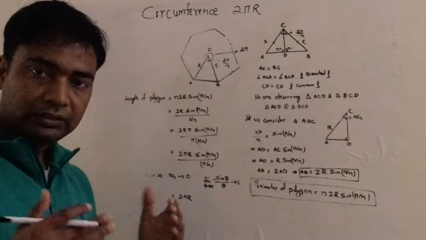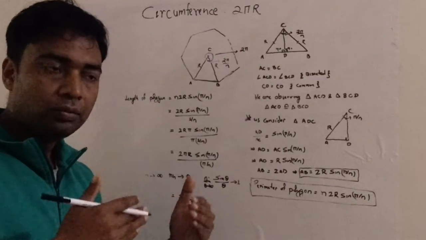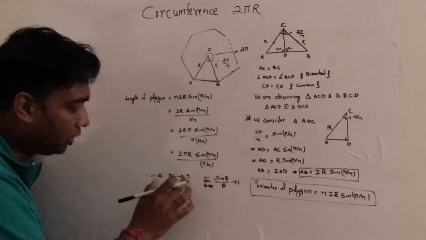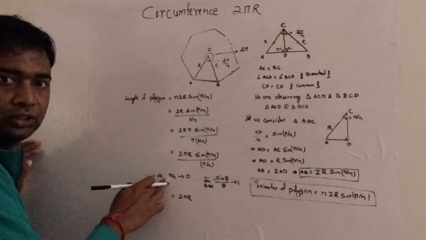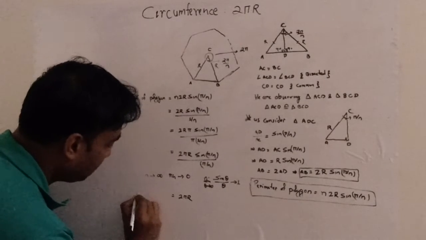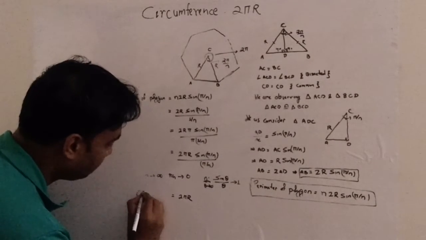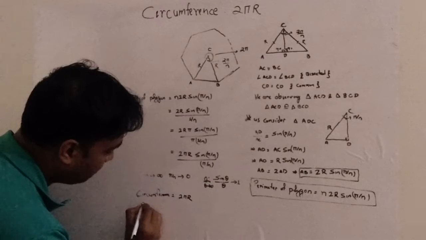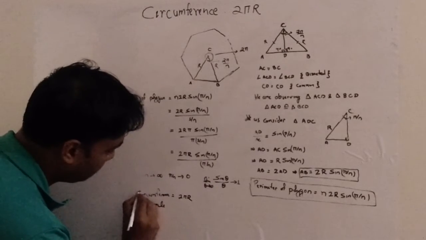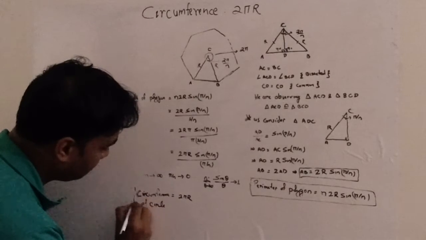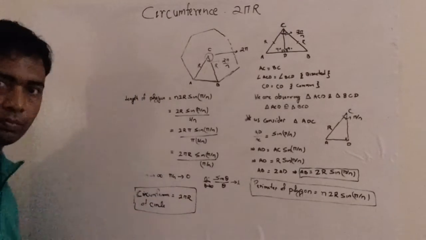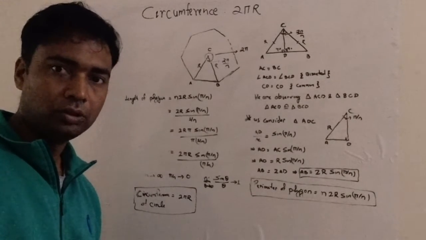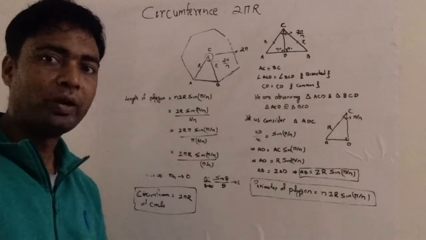So we know that as n approaches infinity, the polygon becomes a circle. So we can now say that this is the case of a circle, because we have increased n to infinity. So this is now the circumference of the circle. Okay, so this is how we can prove that the circumference of a circle is 2 pi r.